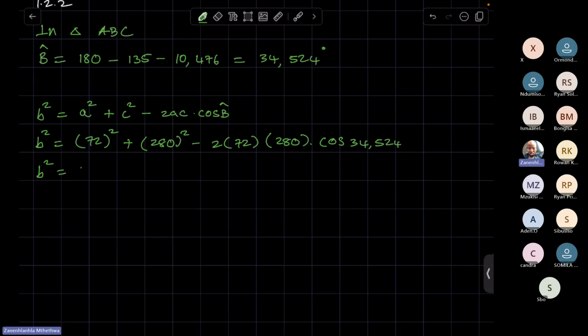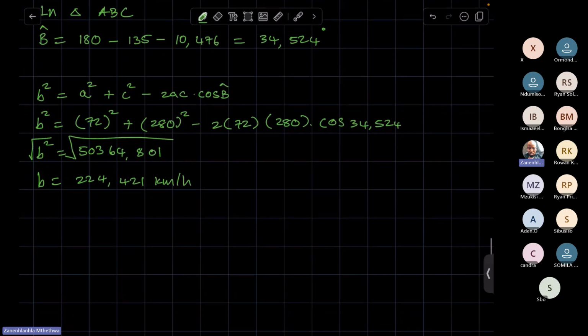We get 50,801. So now you simply apply the square root on both sides for you to get b, and what you get is 224.421 kilometers per hour. So we have the resultant.